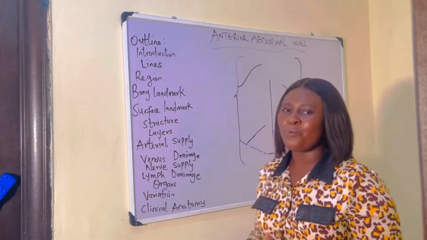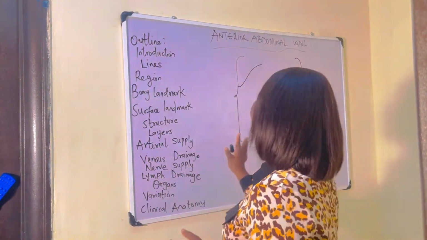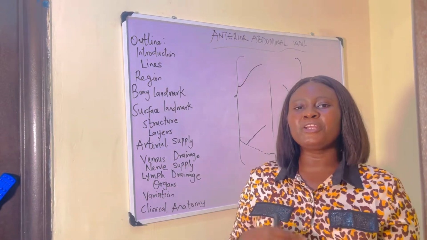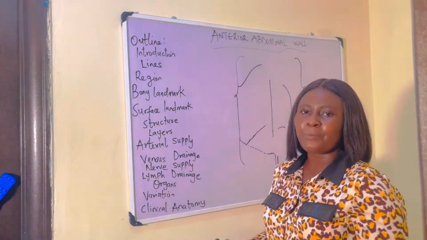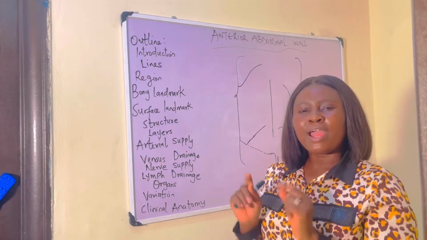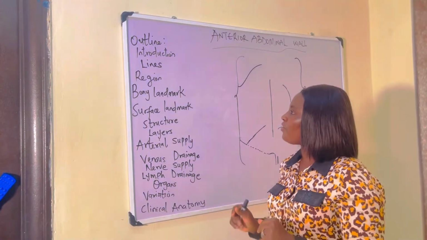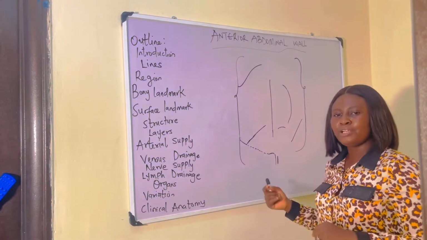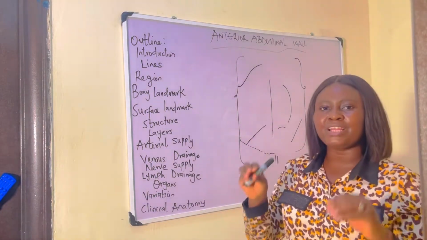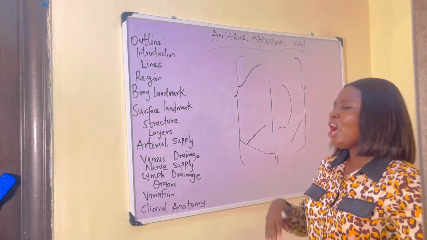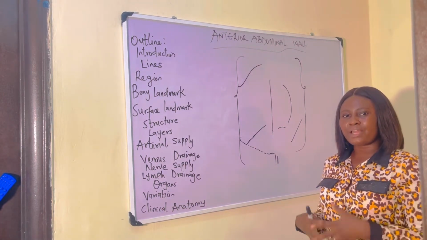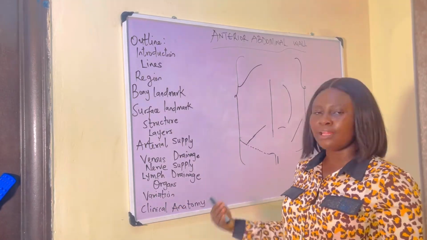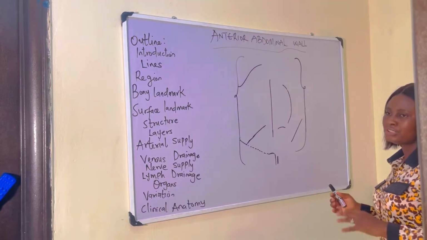Anterior abdominal wall. And as usual, I'm going to be giving you outlines on how to answer questions on the anterior abdominal wall. First, we are going to introduce it. We'll talk about the lines that we can find in the anterior abdominal wall, its regions, the bony landmarks, surface landmark, structures, layers, and the blood supply that can include the arterial supply, venous drainage, nerve supply, and lymph drainage. I'll go ahead to talk about the organs that we can find in the anterior abdominal wall, its variation, and the clinical anatomy. So let's introduce the abdominal wall.